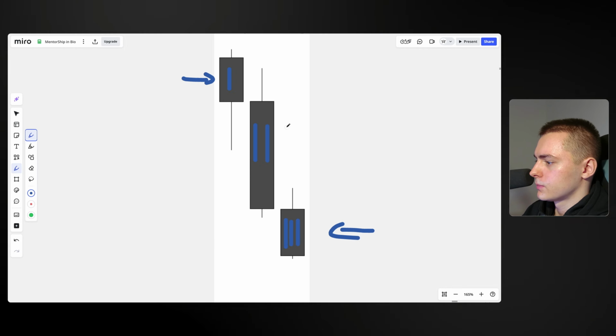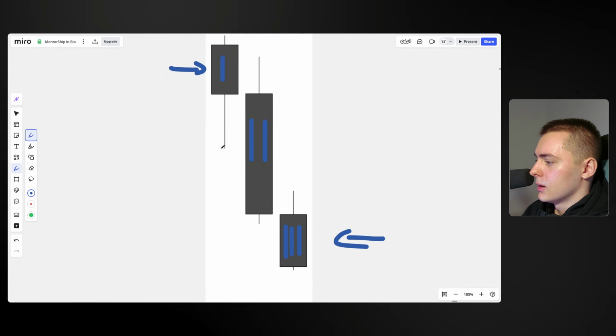Now, I want you to pay attention to number 1, which is this one, and to number 3, which is this one. As you can see, the low, basically the wick of candle number 1, if we extend it to the right, is this candle wick touching the third candle's high? As you can see, it's not. That means we have a fair value gap right in here.